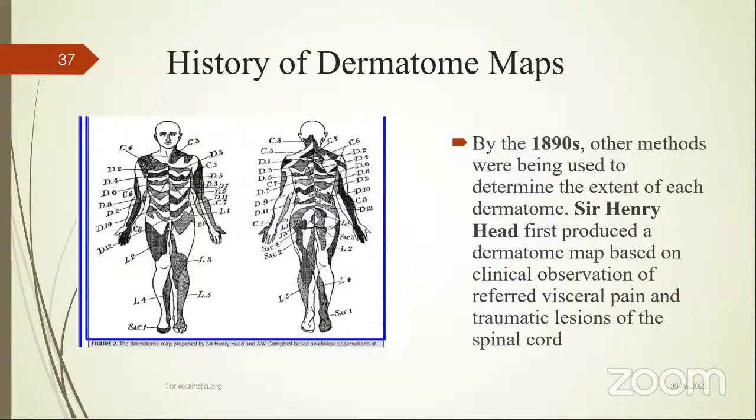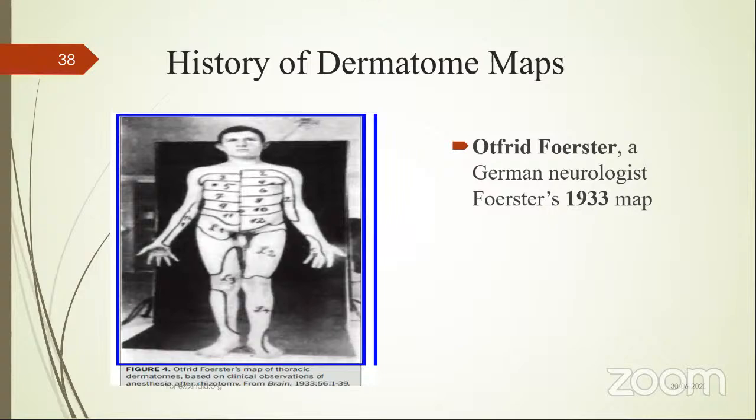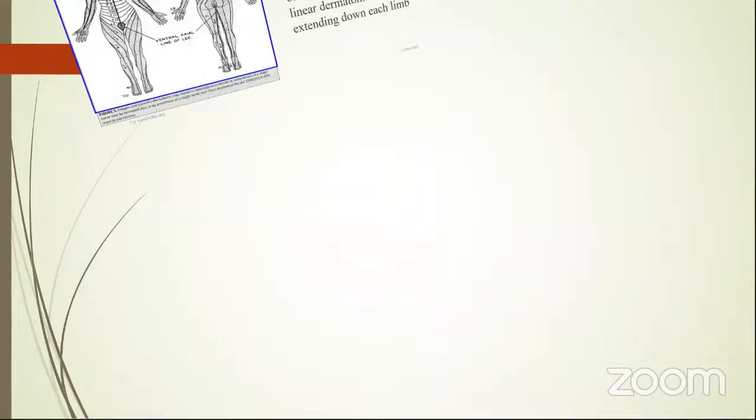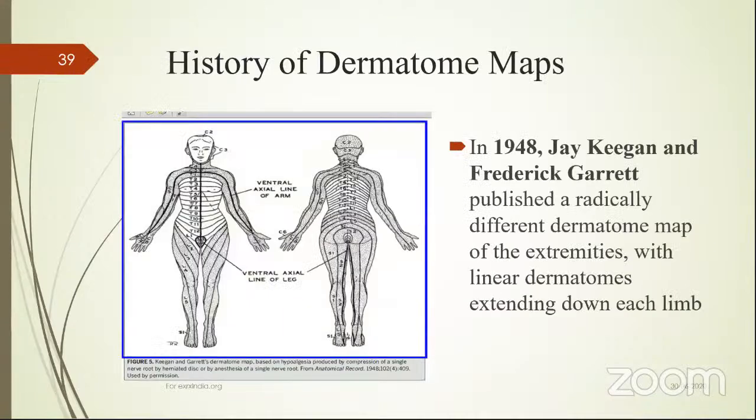And this is by Foster. Mostly we use this only. This was made in 1933. This is by Keegan, and this also we follow. As I told earlier, these two diagrams, Foster and Keegan and Garnett, and this other map, they are following.